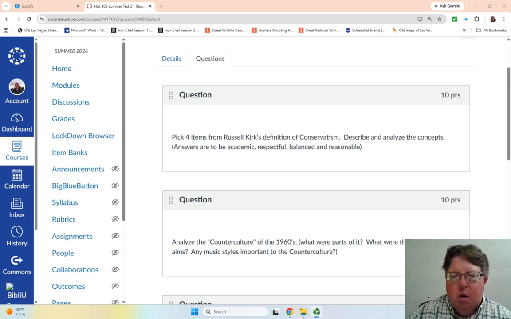Question number 1. Pick 4 items from Russell Kirk's definition of conservatism. Describe and analyze the concepts. The answers are to be academic, respectful, balanced, and reasonable.